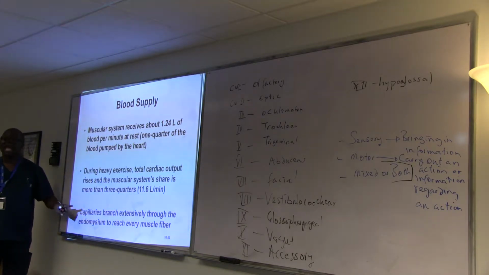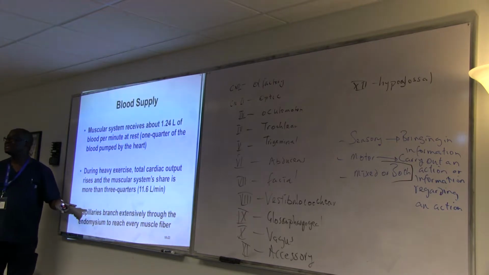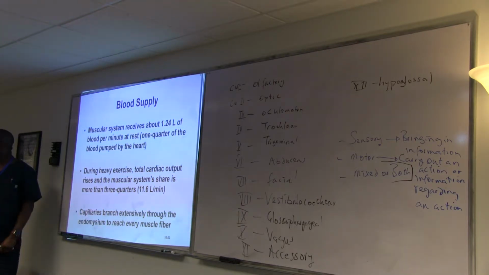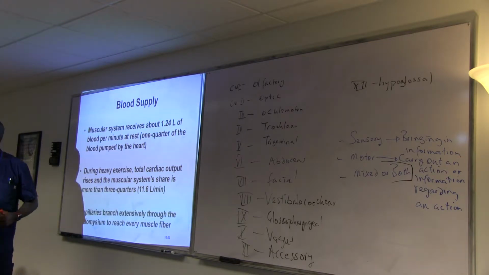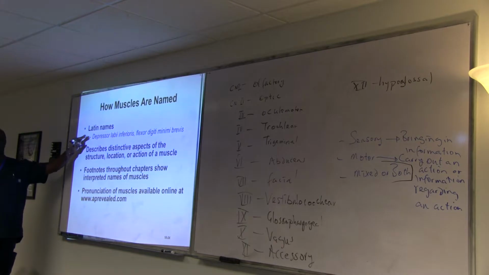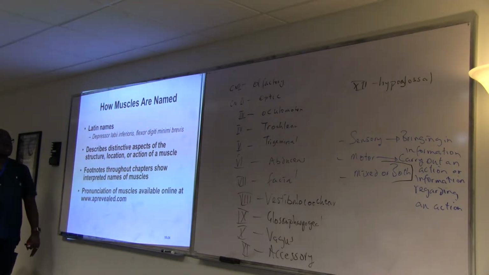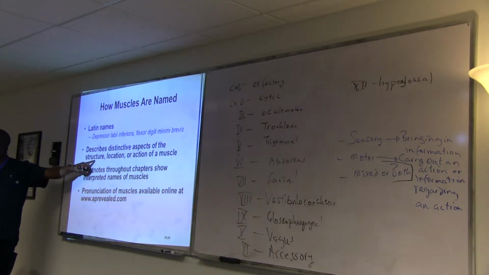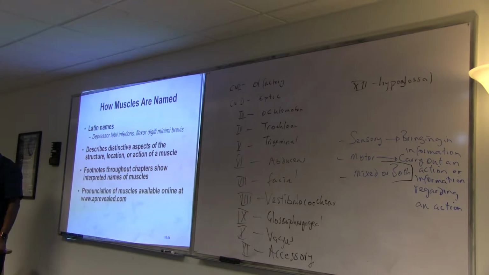All right, we've talked about capillaries. So blood vessels: muscles have extensive capillaries. Why? Because there is always an action going on. So how is it that we name muscles? Usually from the Latin. Or the name can also describe the structure, the location, or the action of that muscle. We name it based on the action or location.